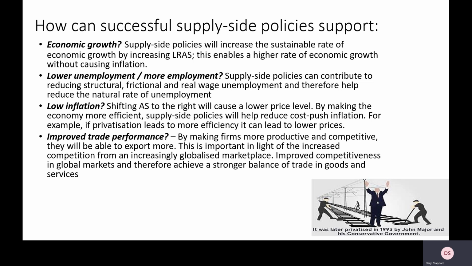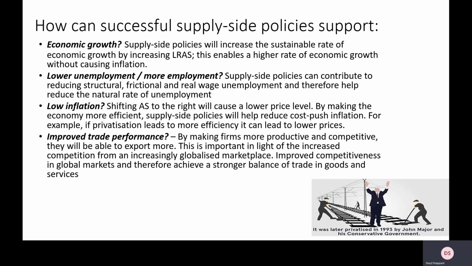Right, anyway, how can supply side policy support macroeconomic objectives? Well, the idea would be that if we can boost that long run aggregate supply curve, then aggregate demand can grow to meet that new production possibility frontier. So more potential economic growth allows for aggregate demand to keep on increasing.